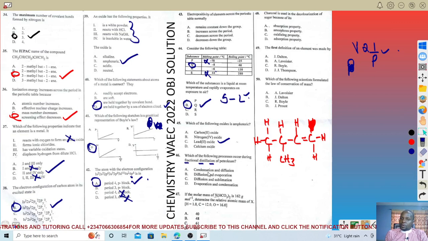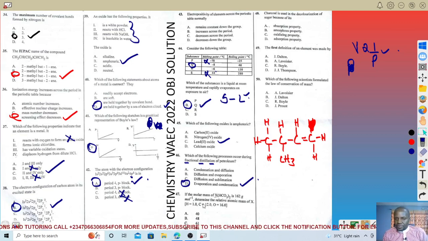Fractional distillation involves processes like evaporation and condensation. You first of all heat, and when you heat it to evaporate, the vapor condenses in the Liebig condenser. So just look for evaporation and condensation. Then I am very much there, almost there.